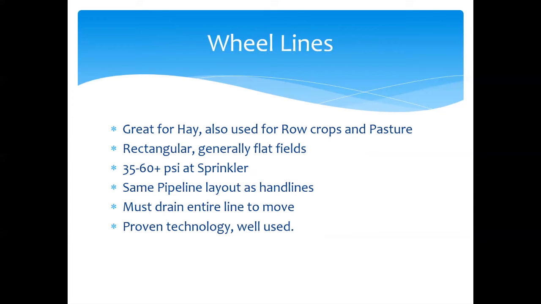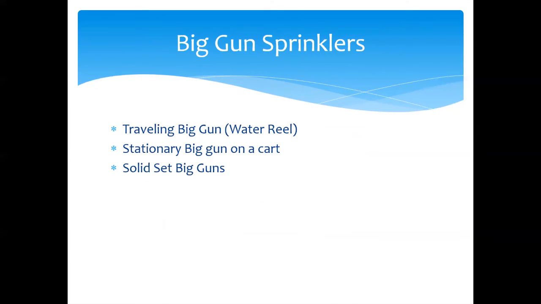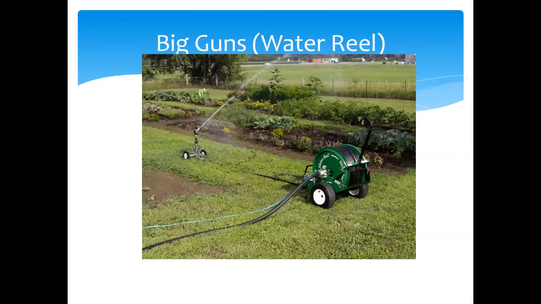Big gun sprinklers, there's traveling big guns, stationary big guns, solid set big guns. Big gun is just a fancy term for big impact sprinkler. Pretty cool to watch. Yeah, this is a Kifco water reel. There's a bunch of mechanical parts in here that could go wrong. But generally you pull it out and then you set the speed on here and it'll drag it back at a certain speed based on how much water you want to put down. So if you want to put down 2 inches every pass, you make it slower, if you want to just do 1 inch, you go a little faster.